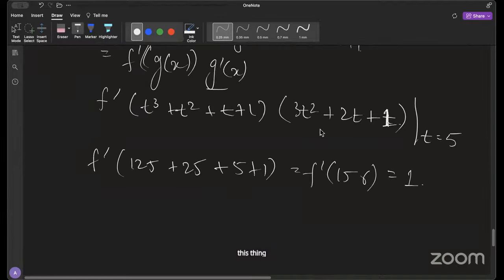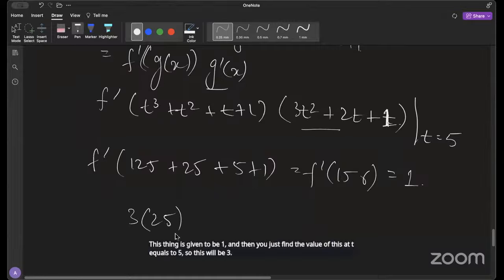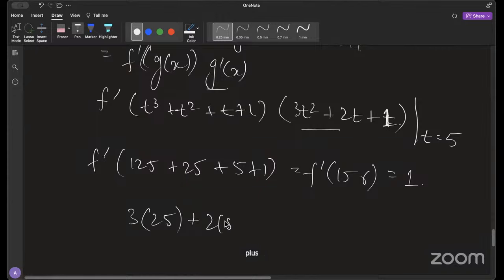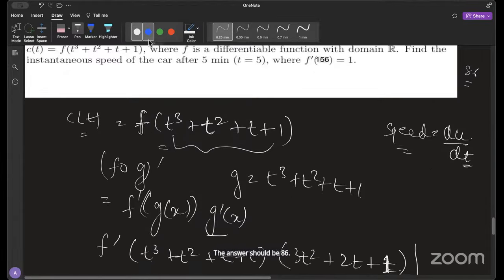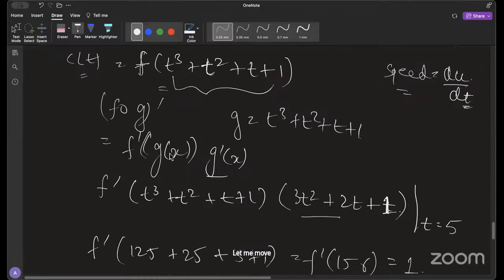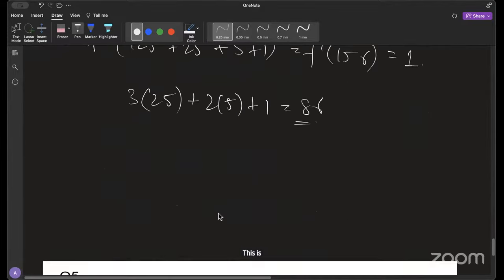This thing is given to be 1 and then you just find the value of this at t equals 5. So this will be 3 times 25 plus 2 times 5 plus 1. This is 10 and this is 75. So it's 85 and 86, right? The answer should be 86. Can we move on to the next one if this is clear to everyone?